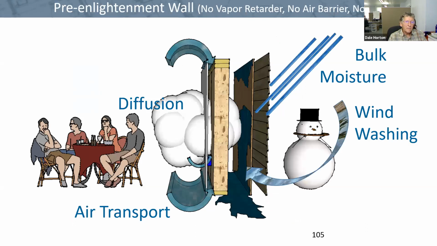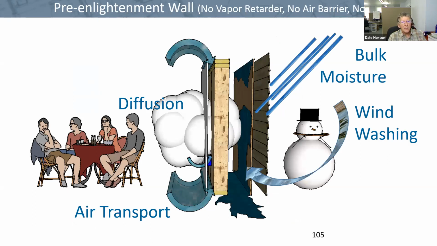So before we had what I call an enlightened wall, we had movement of water through the sheetrock by diffusion. We had movement by air transport through penetrations and at the top and bottom plates.